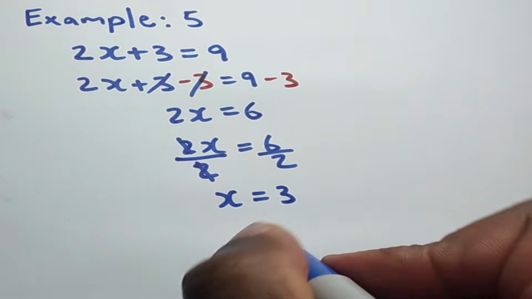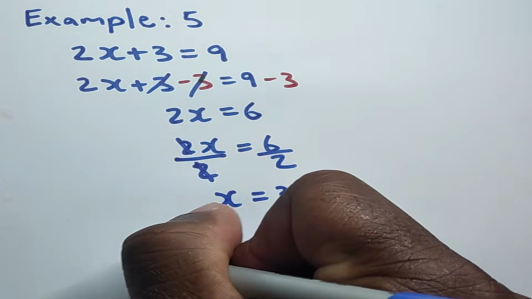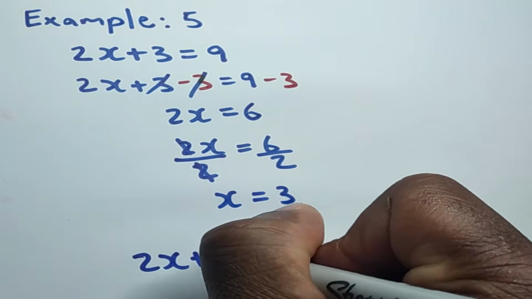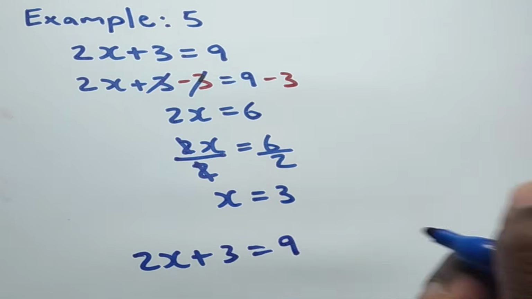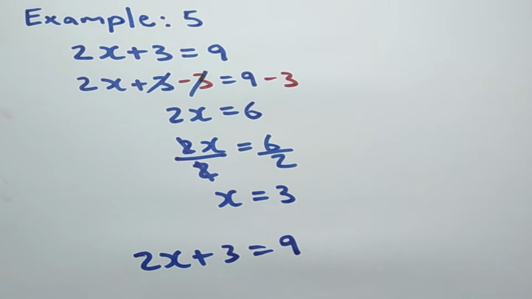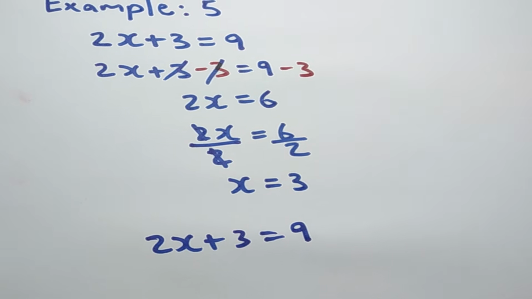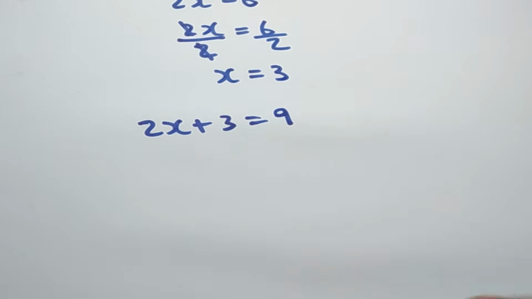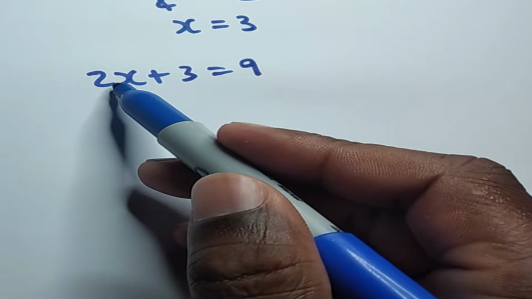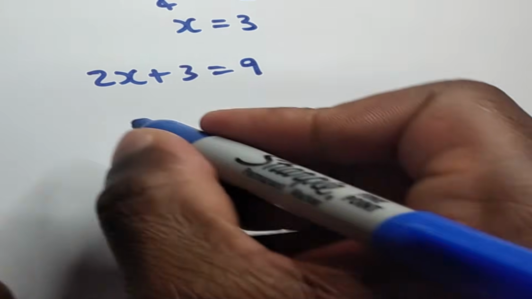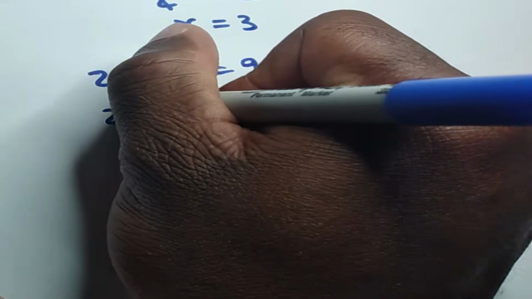Let's look at the alternative method. So let's rewrite the problem. So 2x plus 3 is equal to 9. Now the first thing that we could have done is to actually get rid of the 2 right here. So what we are going to do, we are going to divide each term by the 2.